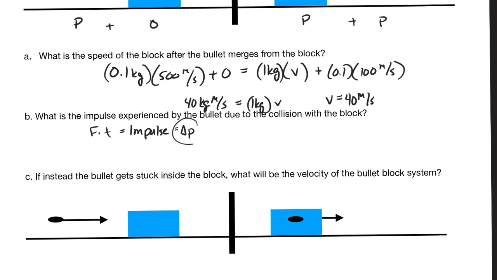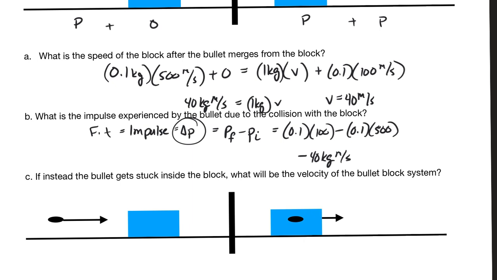So I'm going to use this to find the impulse on the bullet, which is just going to be the final momentum minus the initial momentum. The bullet's final momentum is 0.1 times 100, and its initial momentum is 0.1 times 500, and that's going to give me negative 40 kilograms meters per second. Any problem with that? Now, if you left it in grams, that'd be negative 40,000 grams meters per second.